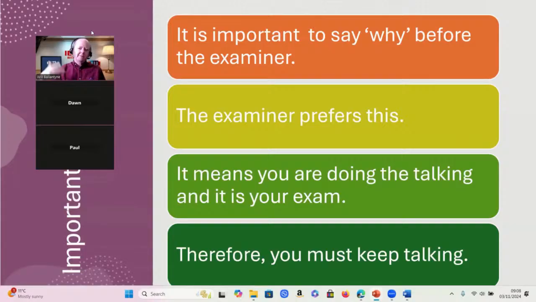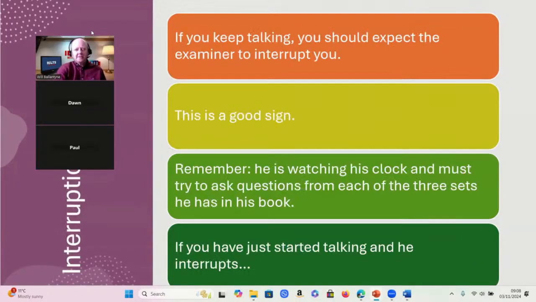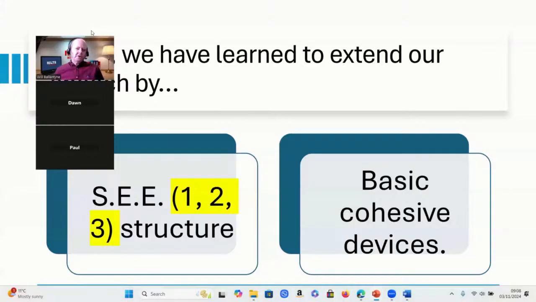If you finish the exam and he's asked you why 5 or 6 times, that was not so good. He shouldn't have to ask you this. You should keep doing the talking. So if you keep talking, he interrupts you. This is good. He's just got to ask you some more questions because he's watching his little clock, and he's being recorded also, so that if he gives you longer or he doesn't ask a particular amount of questions, he's in trouble. So that's what we talked about in this part of the course.